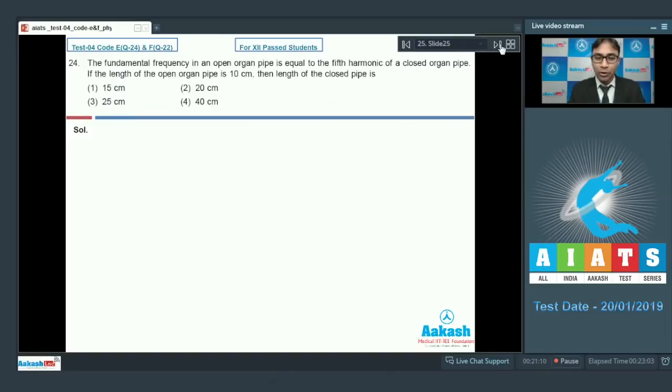Now let's move to question number 24. In question number 24, the fundamental frequency of an open organ pipe is equal to the fifth harmonic of a closed organ pipe. So what is the fundamental frequency of the open organ pipe? It will be equal to V by 2L, where let's write it L_O, the length of the open organ pipe. And it is equal to the fifth harmonic of a closed organ pipe. Fifth harmonic means 5 times the fundamental frequency. The fundamental frequency of the closed organ pipe is V by 4L, where this L is the length of the closed organ pipe, and since it is the fifth harmonic, we multiply it by 5. They are equal, so they must be equated. V will cancel out, so the length of the closed organ pipe will be equal to 5 by 2 into the length of the open organ pipe.